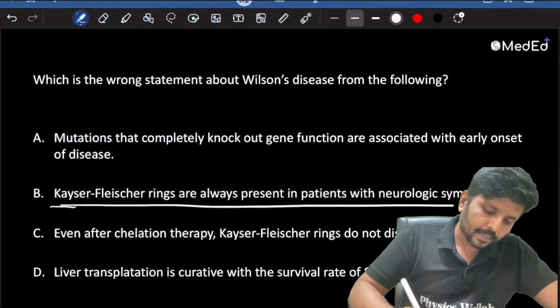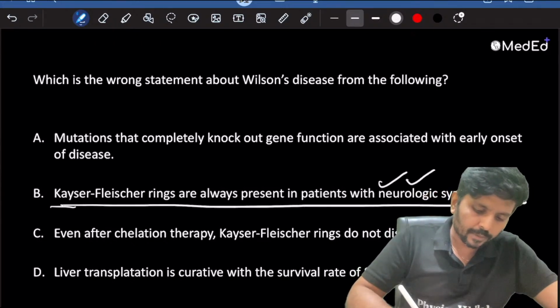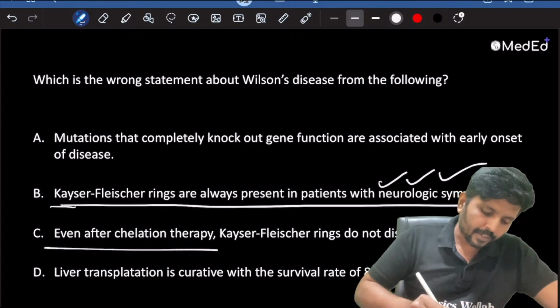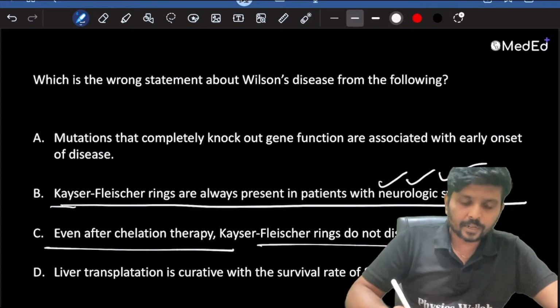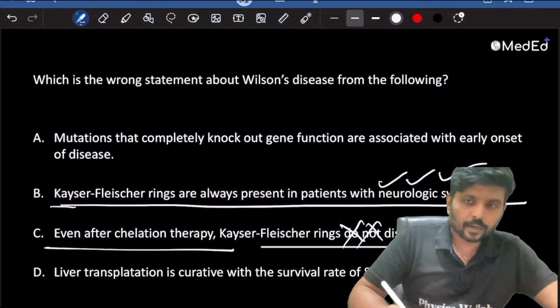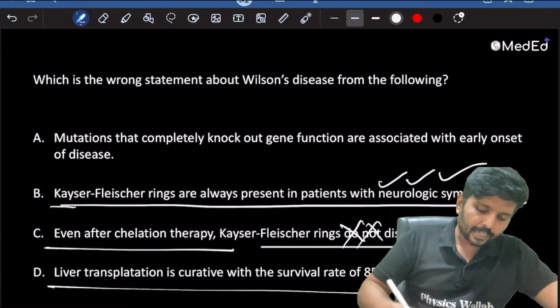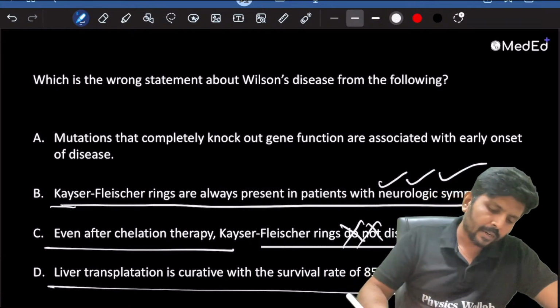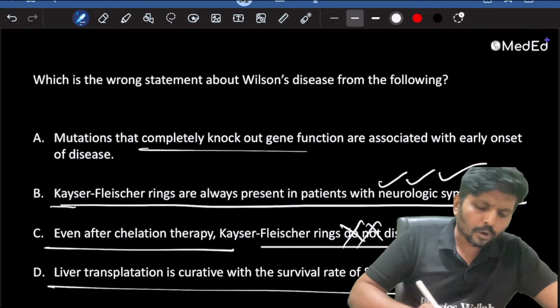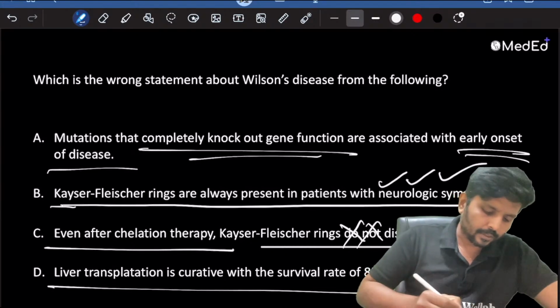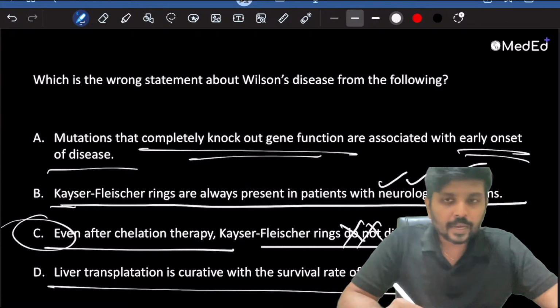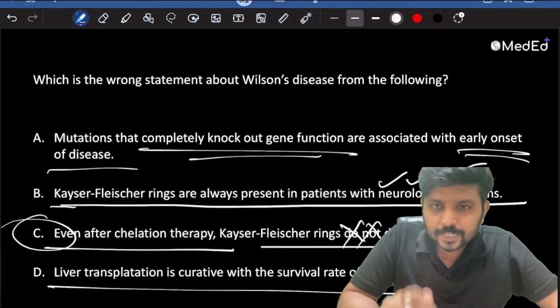Kaiser-Fleischer ring is always present in patients with neurological symptoms. Yes. Even after chelation therapy, Kaiser-Fleischer ring does not disappear. No, it is wrong. After chelation, the KF ring will disappear. Liver transplantation, yes, may be needed. More the genes knockout means early onset. So the answer for this one is KF ring will disappear after chelation therapy.